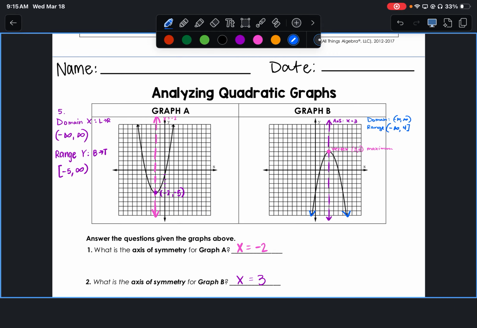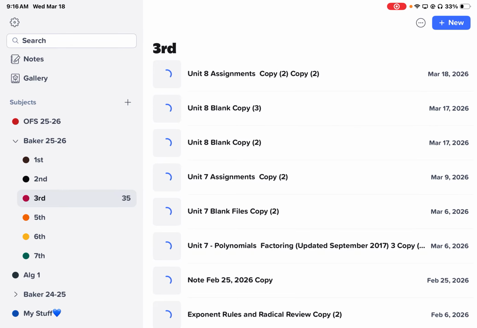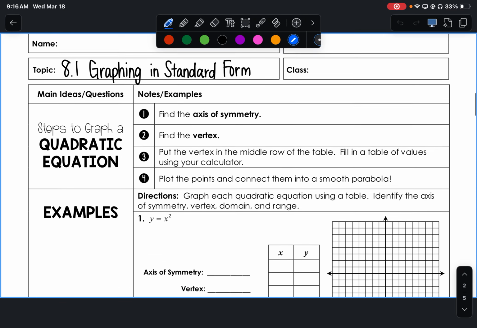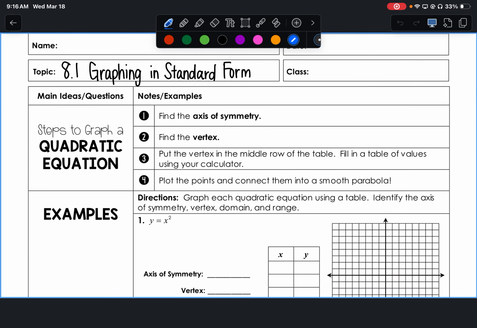Now, today we're going to look at more than just the key parts. Yesterday we pretty much just talked about the key parts of everything and finding those things. Today we're actually going to look at not just sketching the graph, but graphing the most exact points that we can. So we're going to go back to our white packet, and go to the second page of it. And it is the 8.1 graphing in standard form. So we do all need a graphing calculator. If you don't have one, grab one.